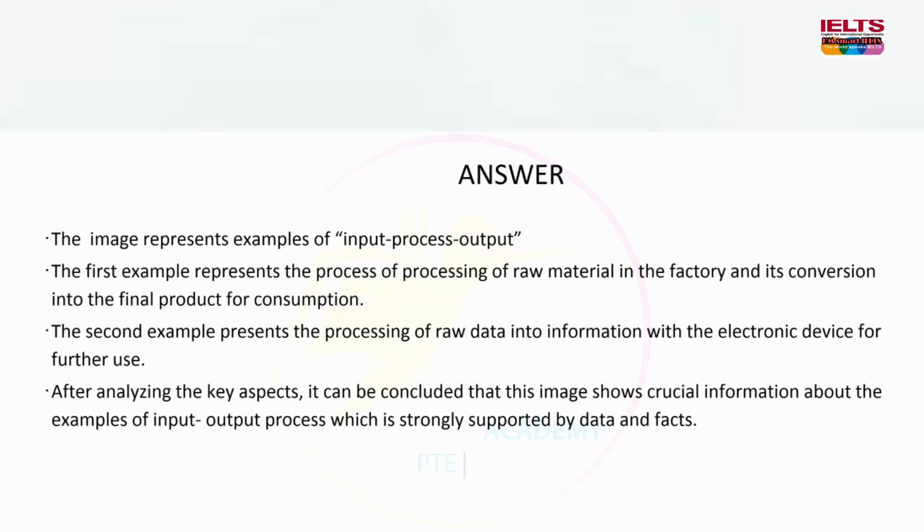The image represents examples of input process output. The first example represents the process of processing of raw material in the factory and its conversion into the final product for consumption. The second example presents the processing of raw data into information with the electronic device for further use. After analyzing the key aspects, it can be concluded that this image shows crucial information about the examples of input-output process, which is strongly supported by data and facts.